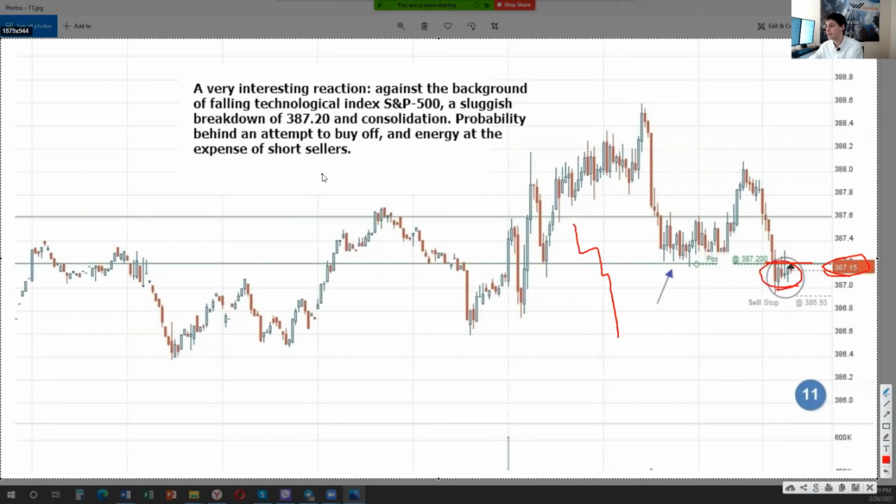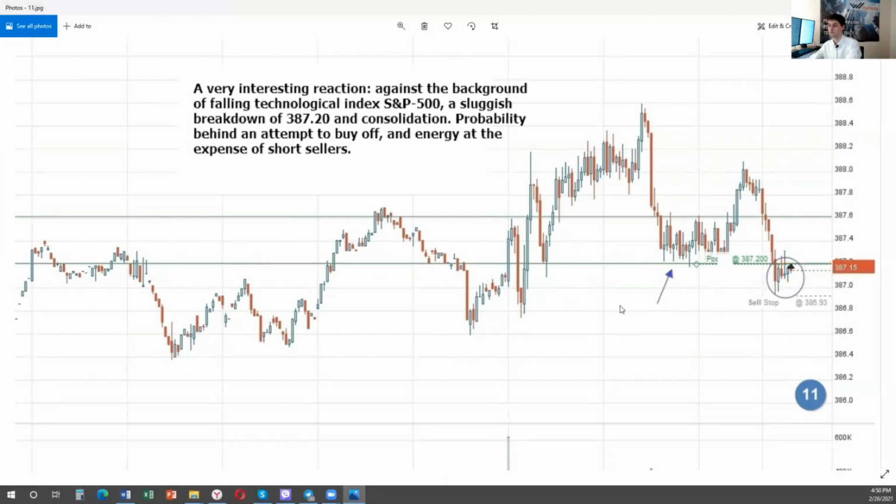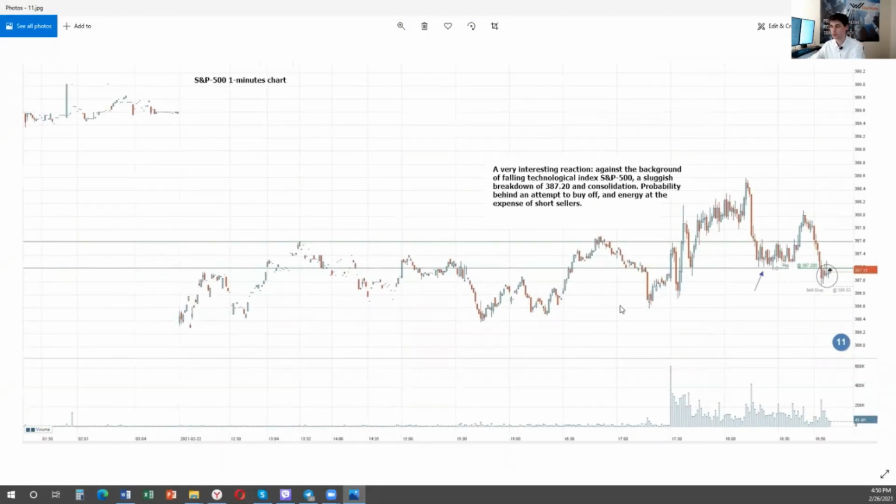Probability behind an attempt to buy off and energy at the expense of short sellers. So if the technology index will correct a little bit, here we can expect a strong movement and short squeeze. That is correlations that you can analyze.